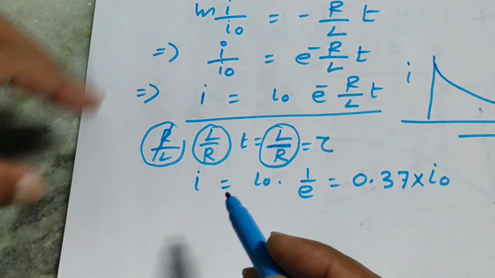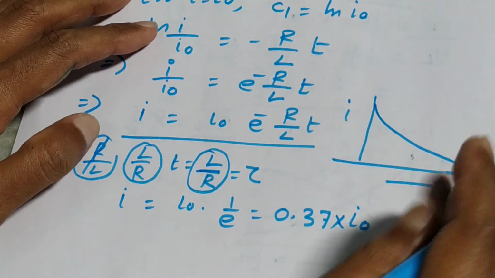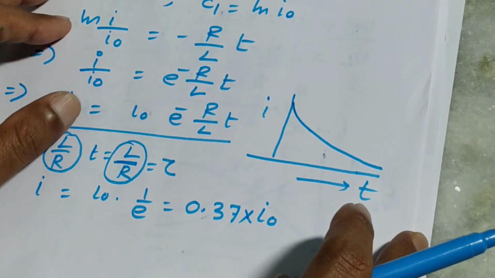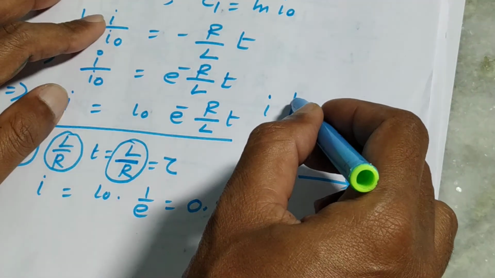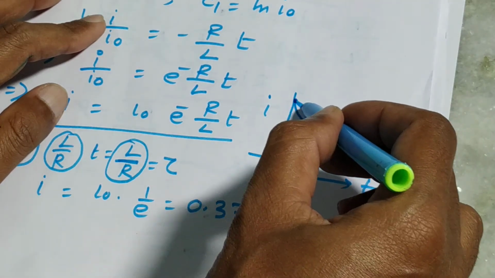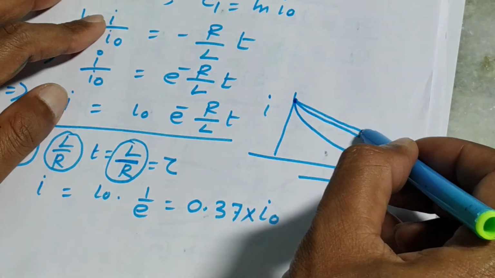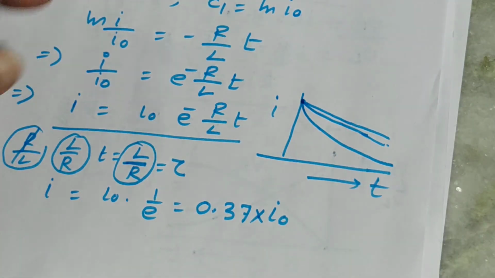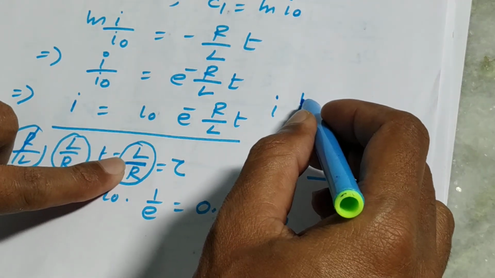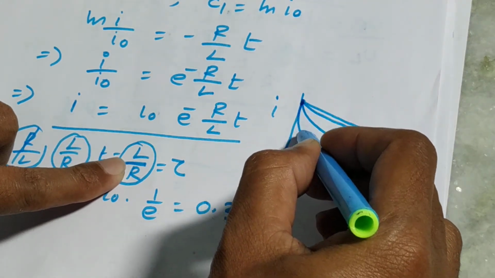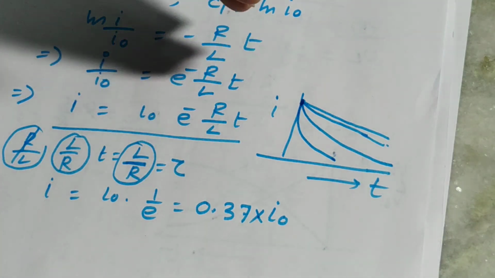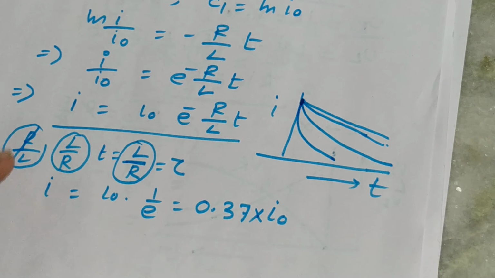Okay. For a higher value of time constant, the current decays slowly, so with a higher value of L the decay will be slower. And for a smaller value of L the decay is very fast. With increasing time constant, the decay of the current will be slower.